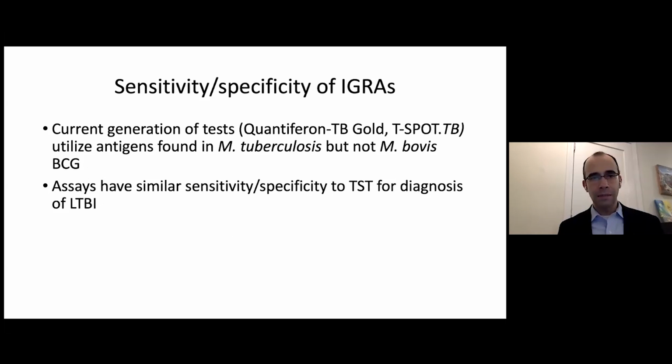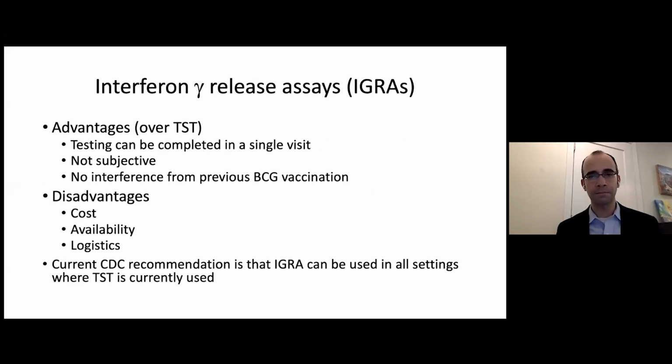These IGRAs use, as I mentioned, antigens that are found in tuberculosis. An important thing to note is that they do not use antigens that are shared with M. bovis BCG. So these tests will not have any interference from people that have had vaccinations. The vaccination status will not affect the test. They're thought to have similar sensitivity and specificity to TST for diagnosis of latent TB infection.